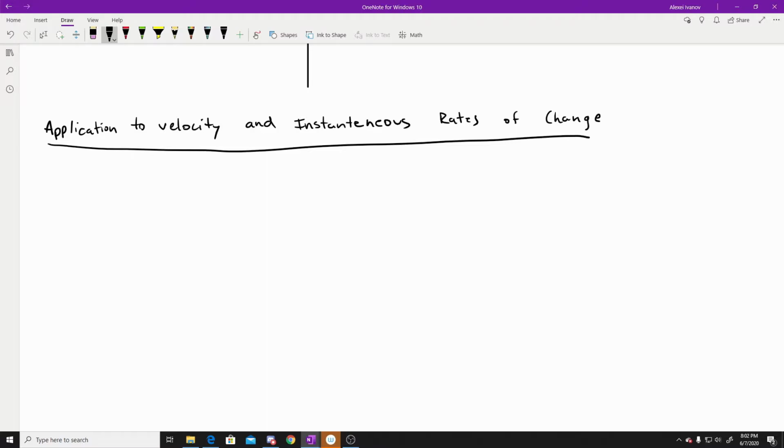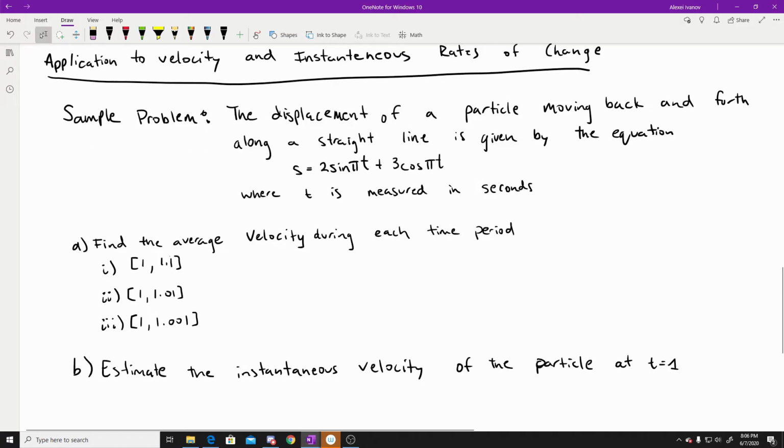Now, as I mentioned in the intro, the concept of tangent lines and secant lines have immense applications to problems dealing with velocity. So the sample problem will go along the lines of something like this. The displacement of a particle moving back and forth along a straight line is given by the equation s equals 2 times the sine of pi times t plus 3 times the cosine of pi times t, where t is measured in seconds. Part A of the sample problem will ask us to find the average velocities during a bunch of given time periods. And then the follow-up question would be to estimate the instantaneous velocity of the particle at t equals 1.